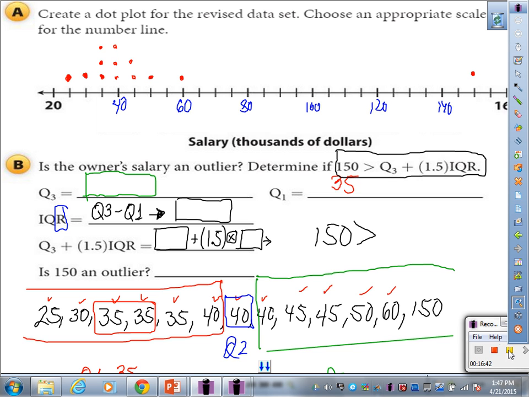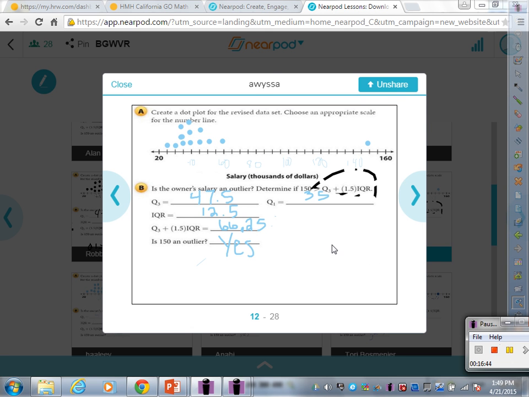I'm going to pause this really quick. Correct answer. Q3 was 47.5, Q1 was 35. When you subtract those, you get the IQR of 12.5. And then once you type in the Q3 plus 1.5 times the IQR, that gives us 66.25. Was 150 greater than that? Yes, so this was an outlier.